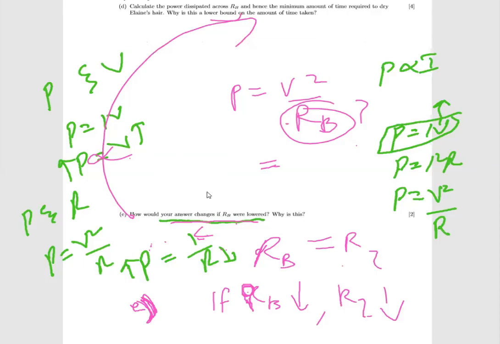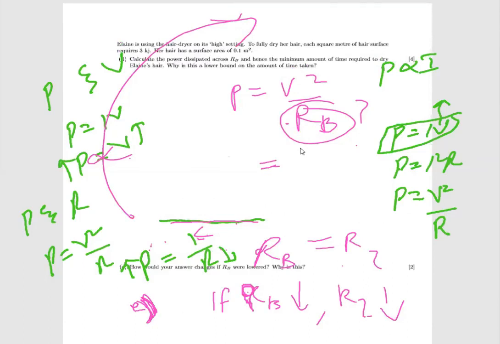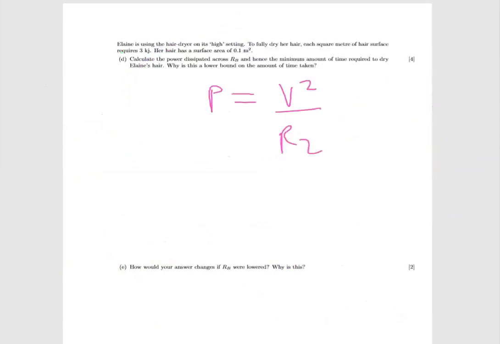Actually, this is too simple. If you decrease RB, then your R2 will decrease. So it means V out will also decrease, because V out is the voltage across R2. So go back to part D. For part D, we should have done P equals V squared over R2, but we did P equals V squared over RB. So your question is, why don't we use P is equal to V squared by R2 instead of P is equal to V squared by RB? Yeah, that's my question. Okay, so the question is to calculate the power dissipated across RB.